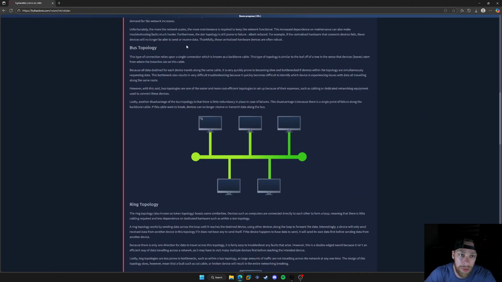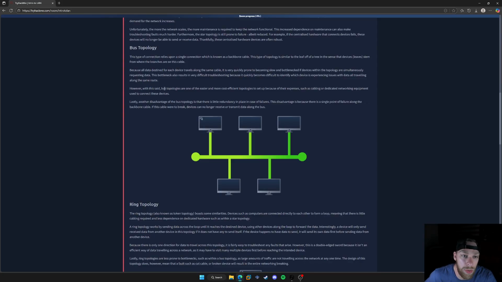Okay, then we have the bus topology, which is known as a backbone cable. This is similar to a leaf of a tree, in the sense that device leaves stem from where the branches are on the cable, because all data destined for each device travels along the same cable. It's very quick to become slow and bottlenecked when devices within the topology are simultaneously requesting data. So obviously if they're sending data all at the same time, it can get a little crazy.